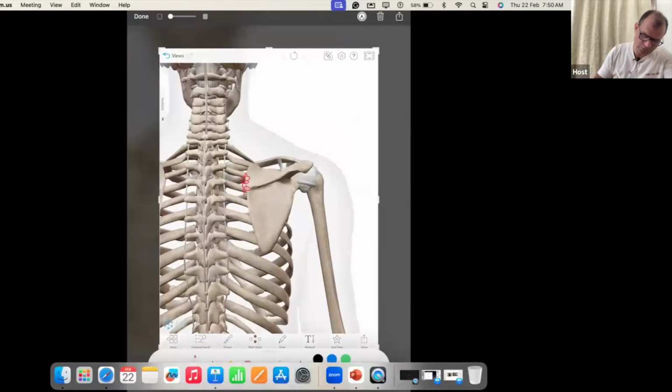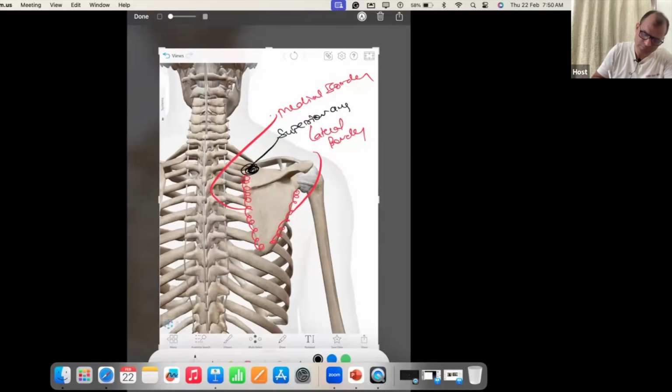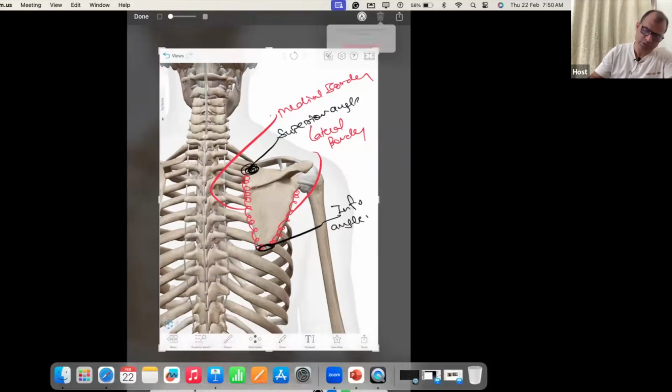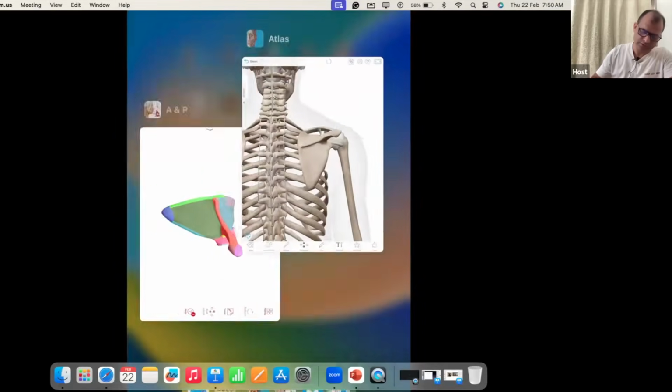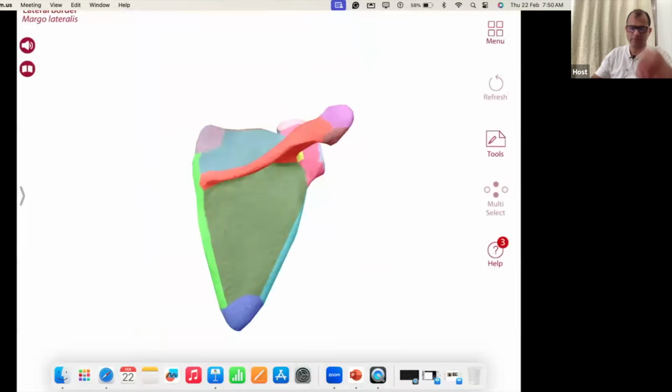So this is the medial border, and this lateral side will be the lateral border. The upper part will be the superior angle, and the lower part will be the inferior angle. Clear? So in this way, there are various landmarks.